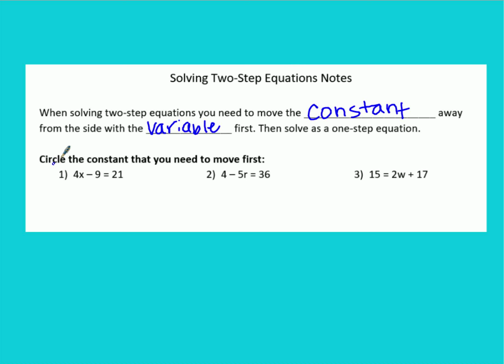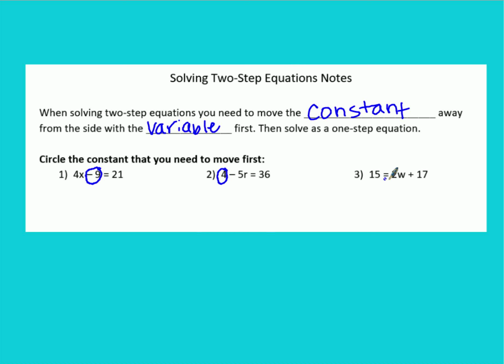So in these examples here, I just want you to circle the constant that you would move first. Look on the side of the equation that has the variable. In this case, 4x minus 9 is the side with the variable. The constant here would be negative 9, so that's going to be the one that we would get rid of first. In our next one, we have 4 minus 5r equals 36. Negative 5r has our variable. The constant here would be positive 4, so that would be moved away first.